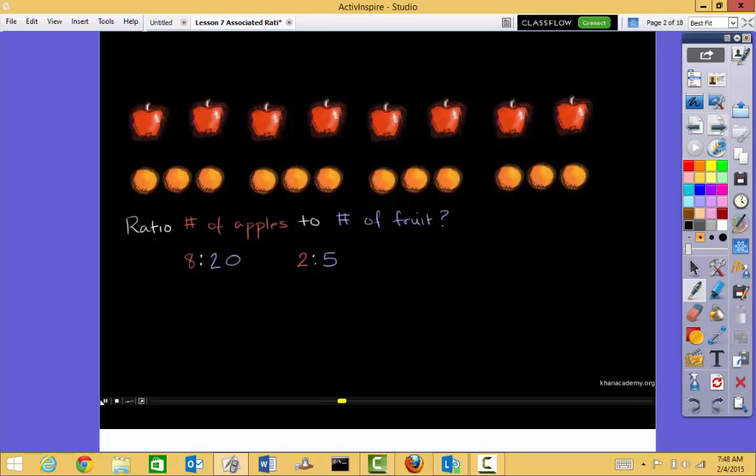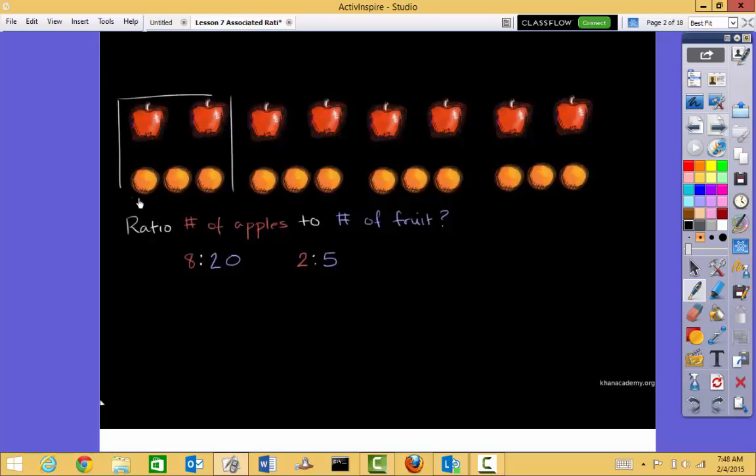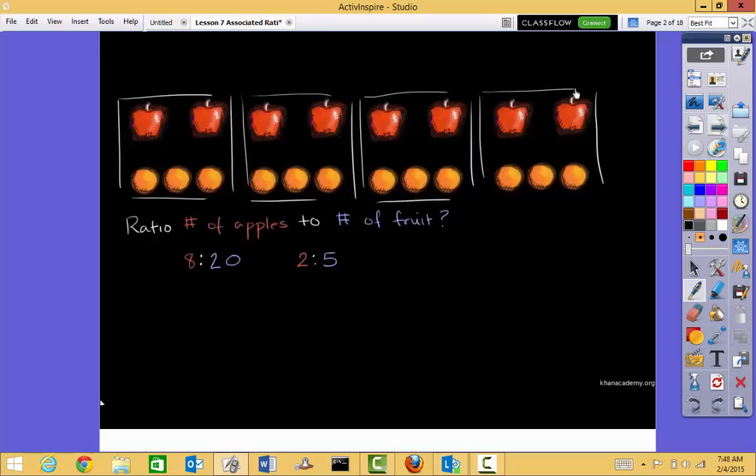Well, if we divide everything into groups of 4, or if we divide into 4 groups, I should say. So 1 group, 2 groups, 3 groups, and 4 groups. That's the largest number of groups that we can divide these into so that we don't have to cut up the apples or the oranges. We see that in each group, for every 2 apples, we have 1, 2, 3, 4, 5 pieces of fruit. For every 2 apples, we have 5 pieces of fruit.